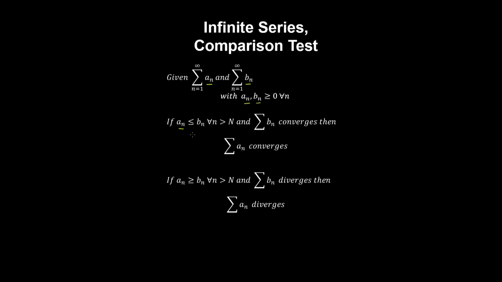And if all the terms in series A are smaller than or equal to all the terms in series B, for all n greater than some integer, and Bn converges, then An also converges. So really have to think about this. And in contrast, if all the terms in series A are greater than or equal to all the terms in series B, for some n greater than N, and the series Bn diverges, then the series A also diverges. And we'll apply this to practice problems.